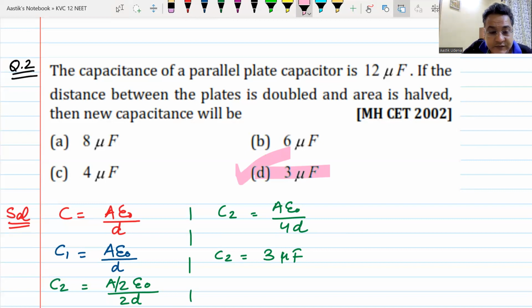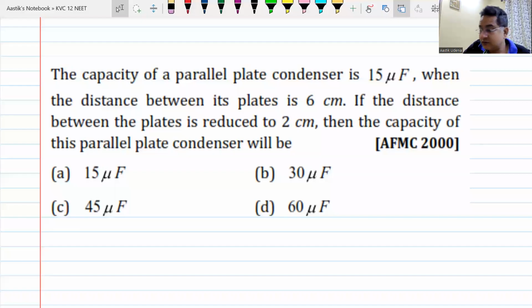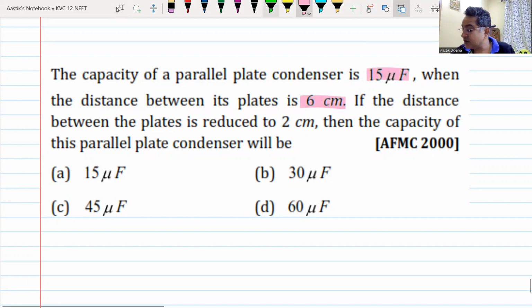Well done, Abhinam. 3 microfarad is the answer, beta. Please note it down. I'll give you a minute. So this is the question. The next question: capacitance of a parallel plate capacitor is 15 microfarad. Distance between the plates is 6 centimeters when it is 15 microfarad. Now the distance is reduced to 2. You have to find out the new capacitance.